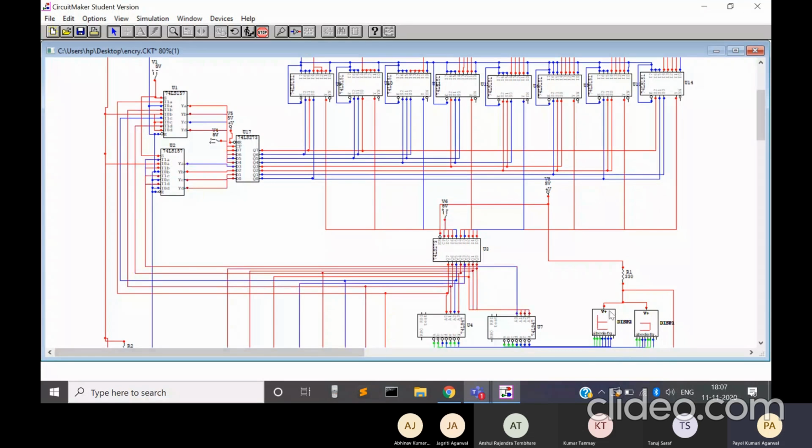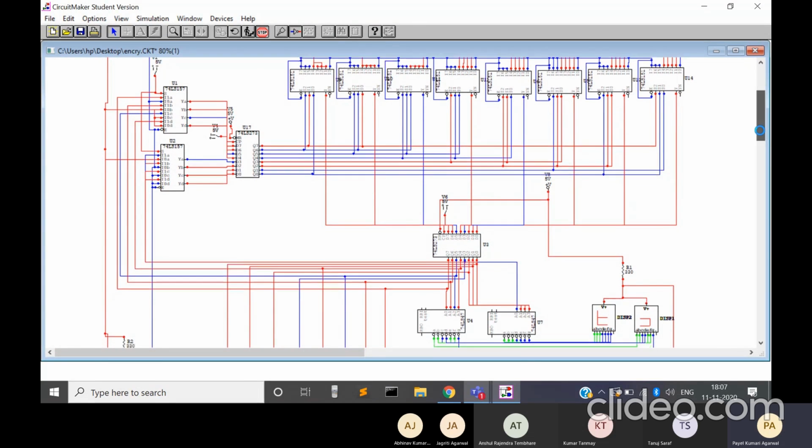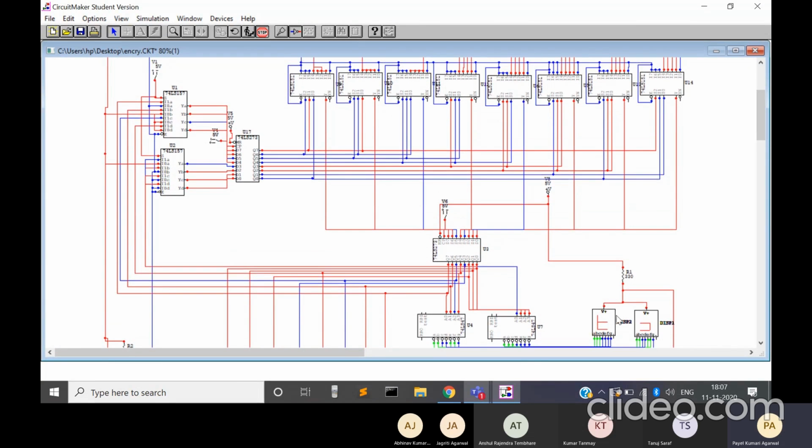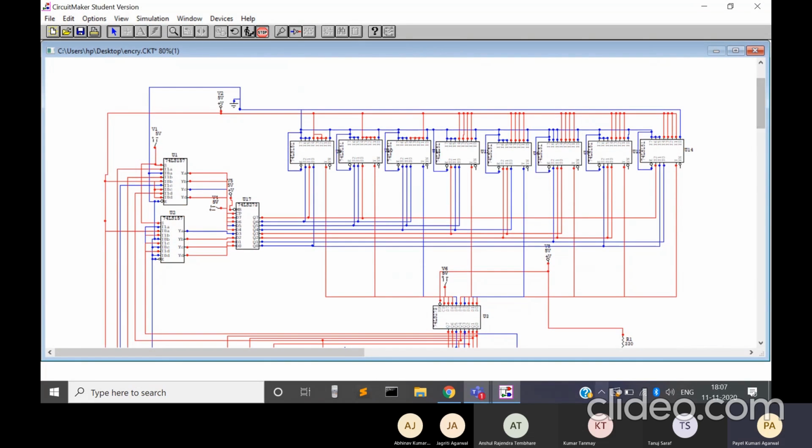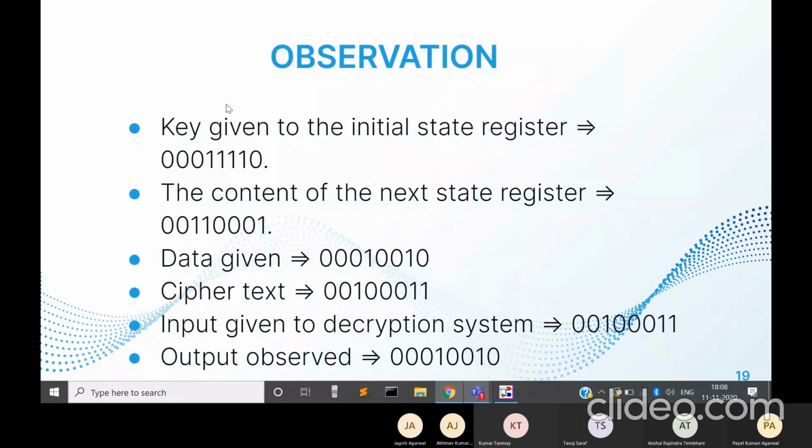Here the key is being generated as some random pattern because this display displays the numbers from 0 to 9, so it is out of the range of this BCD display. Here I will stop the implementation now, and moving back, here we can see the observation.